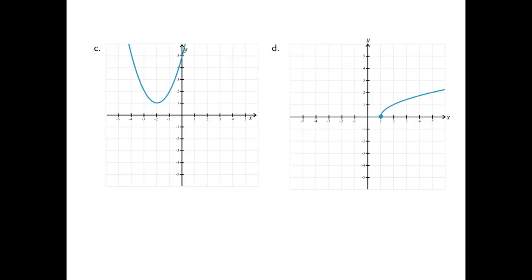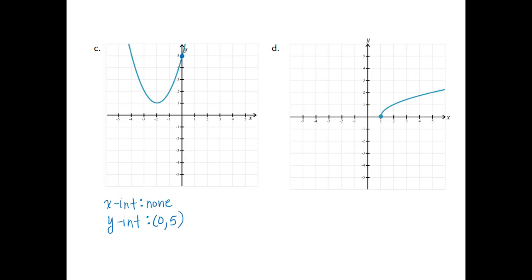Another example in part C is a parabola that has this lowest point at -2, 1, and it crosses the y-axis at 5. But notice that it doesn't cross the x-axis. So for the x-intercept, there is none. The y-intercept is the ordered pair 0, 5.